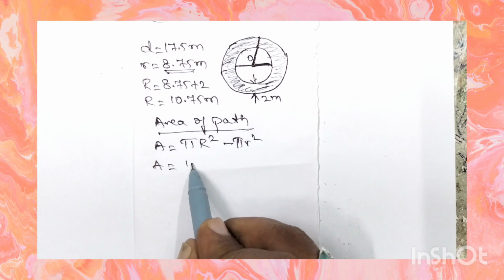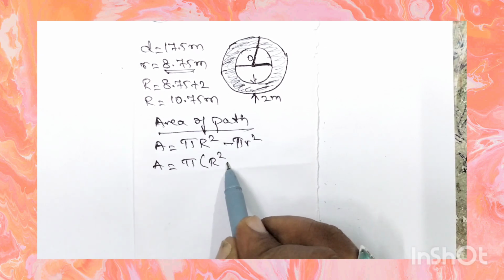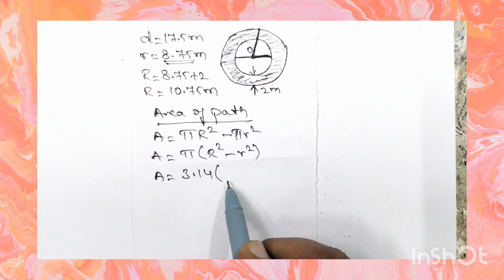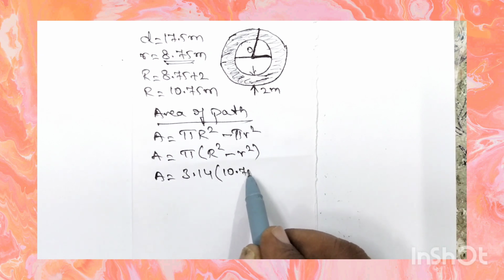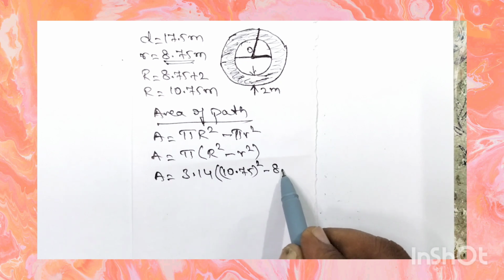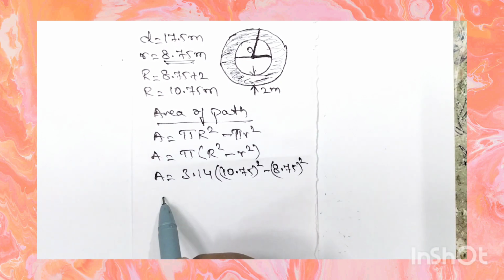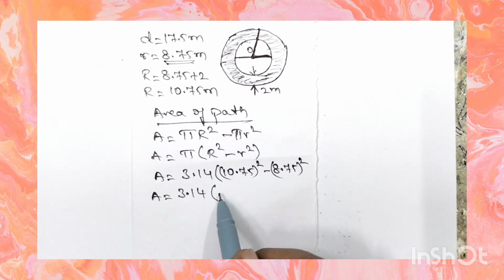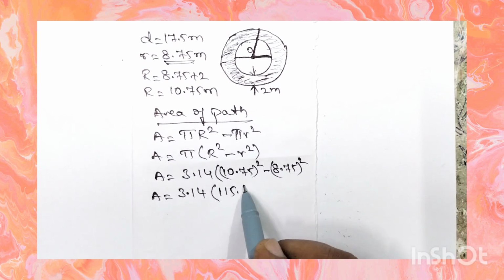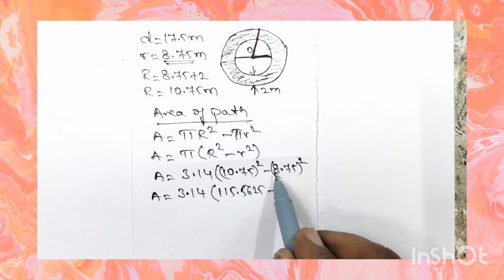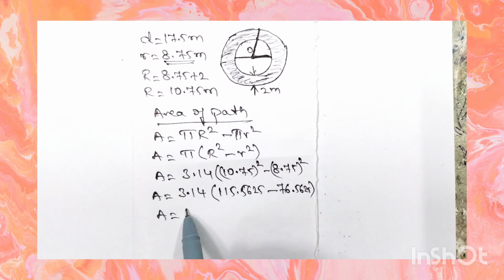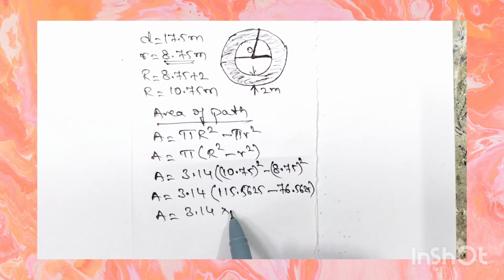So area is equal to pi common, then remaining is R square minus r square. So area is equal to pi, that is 3.14, into R square, that is 10.75 whole square, minus small r, 8.75 whole square. So area is equal to 3.14 into, 10.75 squared is 115.5625, minus 8.75 whole square, which is 76.5625.